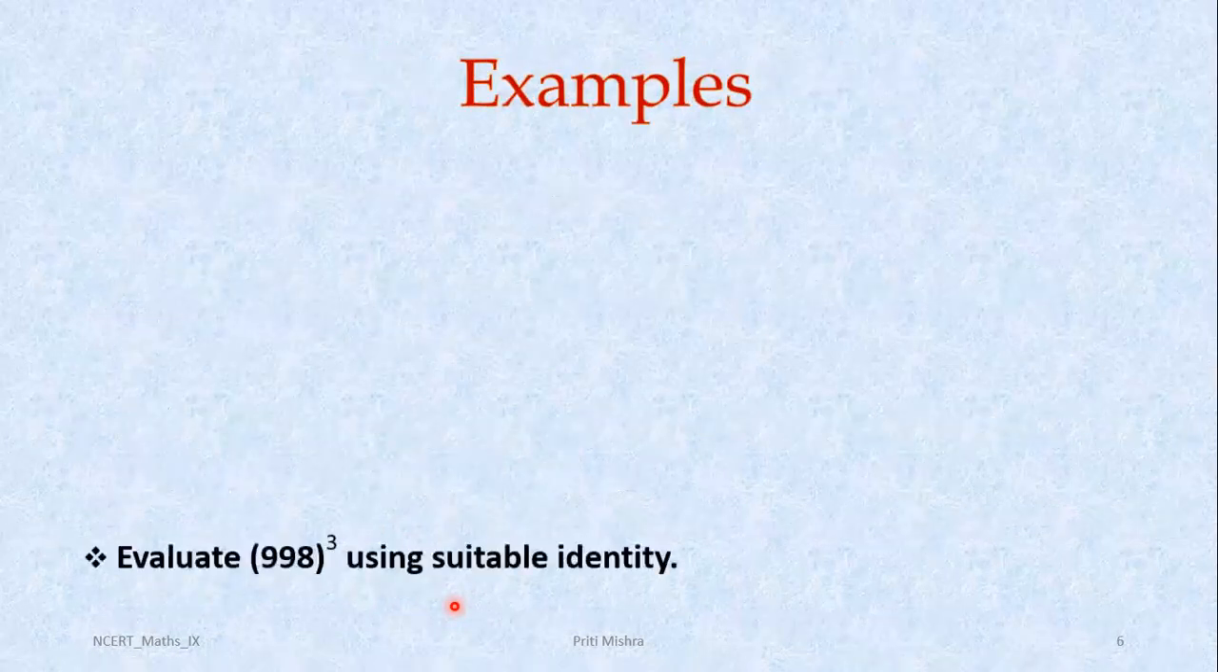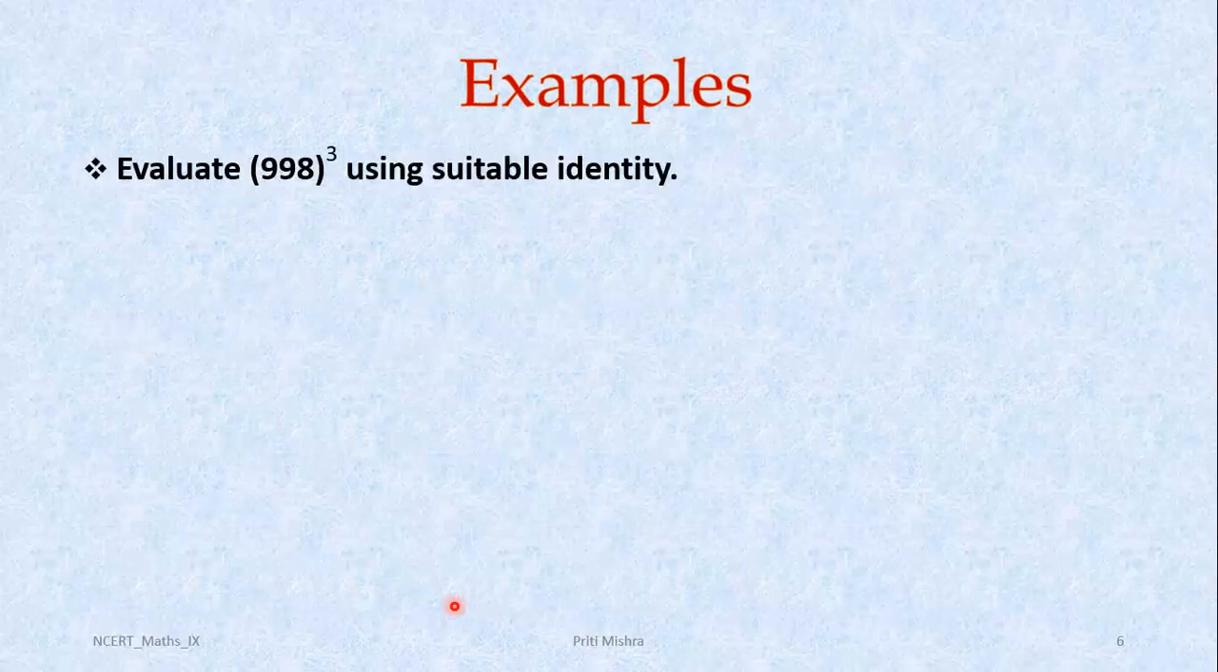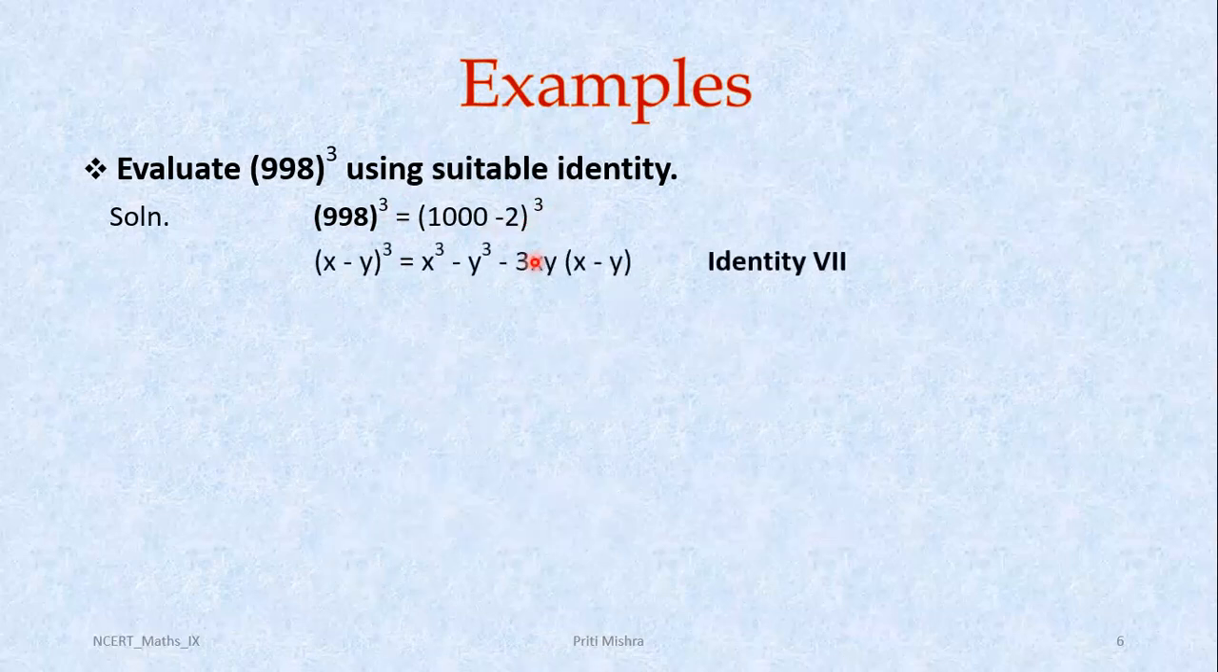Now let's come to the examples based on these identities. So the first question is, evaluate 998 to the power 3, meaning cube of 998. So I can write 998 as 1000 minus 2. So we can calculate this 1000 minus 2 cube with the help of identity number 7, which is x minus y whole cube equals x cube minus y cube minus 3xy into x minus y.